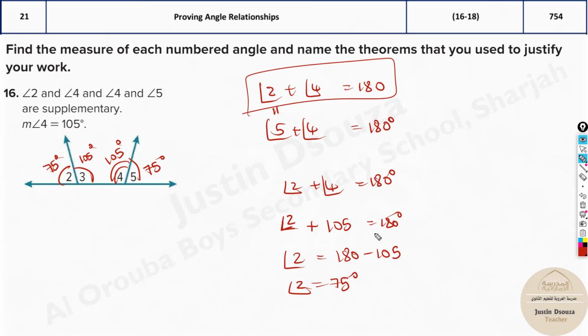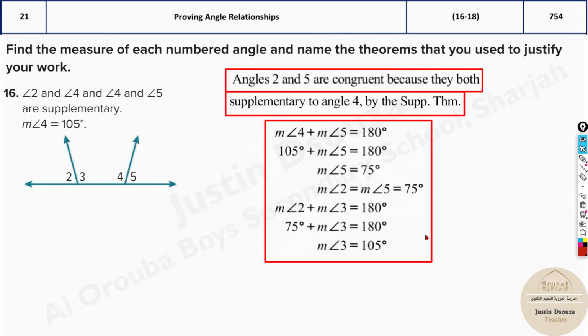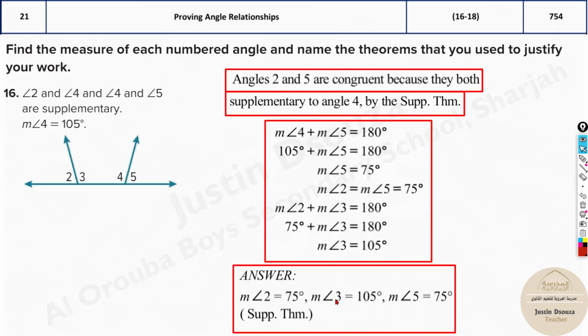You don't need to solve it, but you know these both are supplementary, right? 2 and 3 are supplementary. It's a straight line. 2 plus 3 is a linear pair or supplementary. When you add it, it must be 180 degrees. So that is how we solve it. Just remember what is given exactly. What are supplementary? Write it out and then solve it up. So those are the answers.